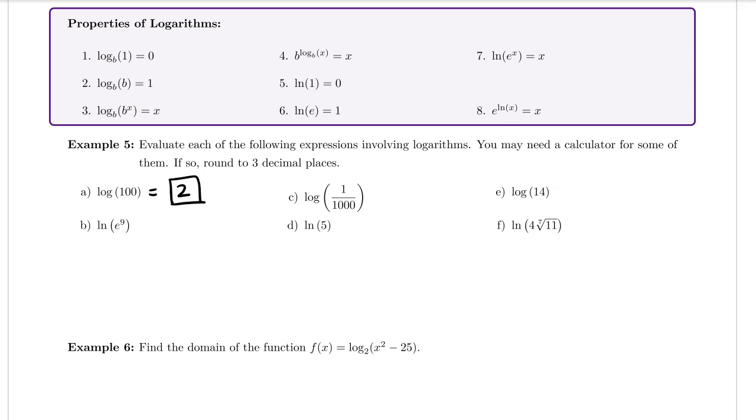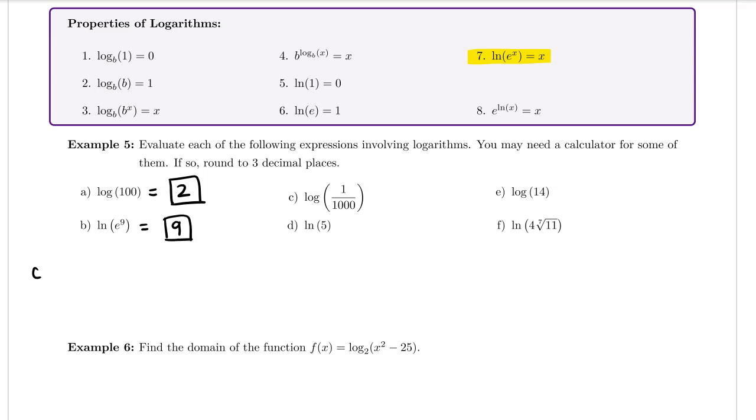In part B, we have the natural log of e to the 9th power, and if you notice, that corresponds to property 7 here. So because we have the natural log of e to some power, this is equal to just whatever the exponent is, or the power. So this is going to equal 9.